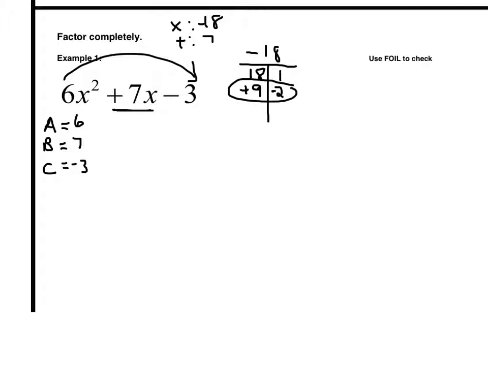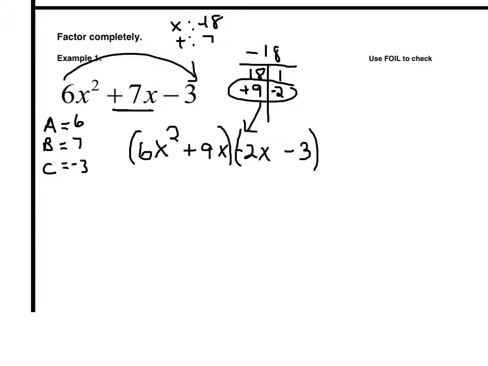Now there are two ways that we're going to do this. The first way is to rewrite the problem with your two factors. So instead of plus 7x, you do plus 9x minus 2x. Those go in the center, and then minus 3. Now that you've written that, you're going to factor by grouping, because you have 4 terms. We group the first two terms together, put a plus sign in the middle, and the second two terms together.